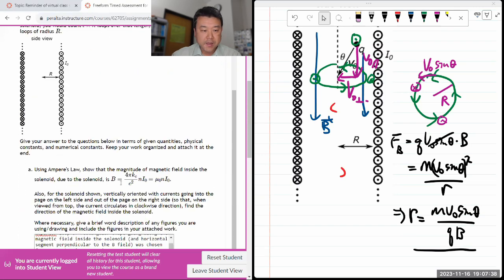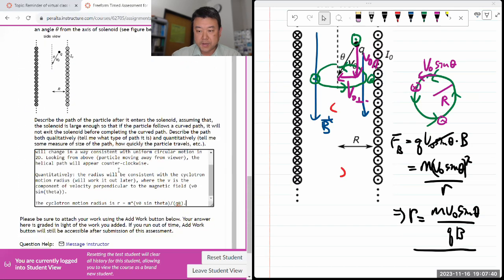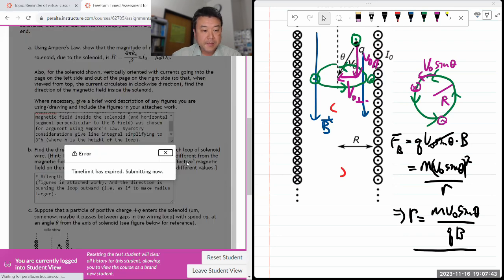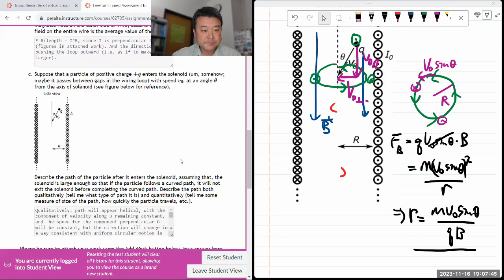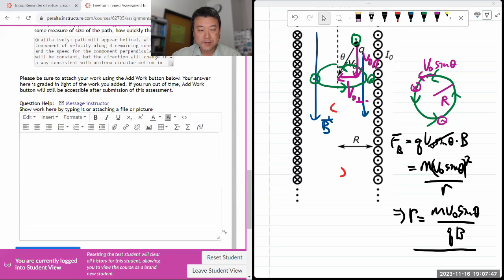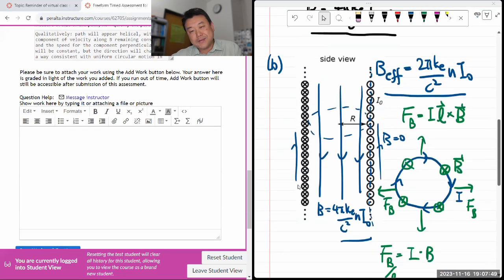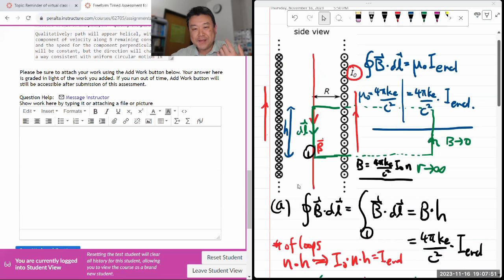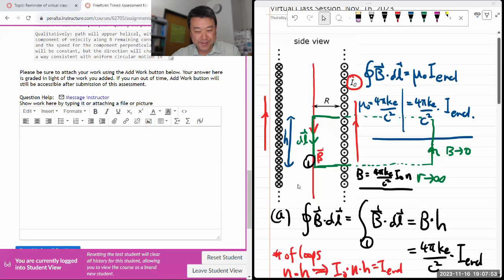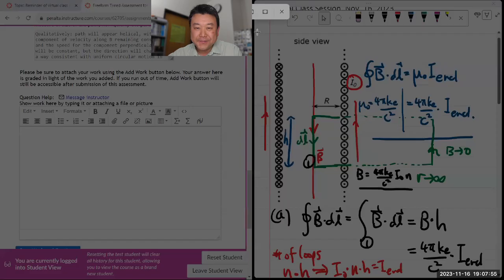So let me let the time run out and then I will attach my work, and then I will go dig up the solution and see if I made a mistake, then or now. So let me attach the work.